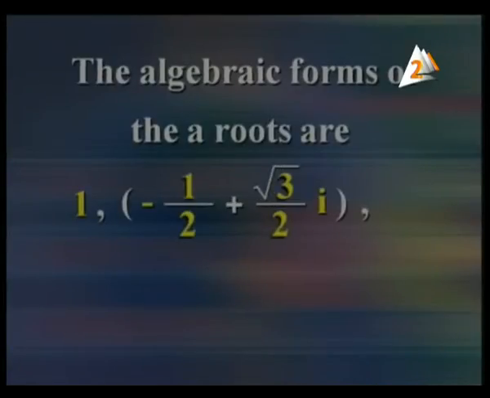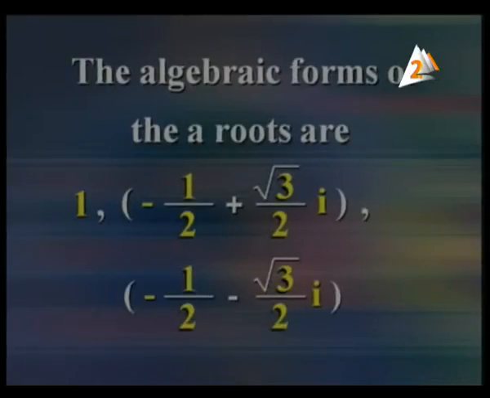Algebraic form of the roots are 1, negative 1 over 2 plus root 3 over 2 i, and third is negative 1 over 2 minus root 3 over 2 i. The algebraic form of the unity roots is: number 1, 1; number 2, negative 1 over 2 plus root 3 over 2 i; number 3, negative 1 over 2 minus root 3 over 2 i.